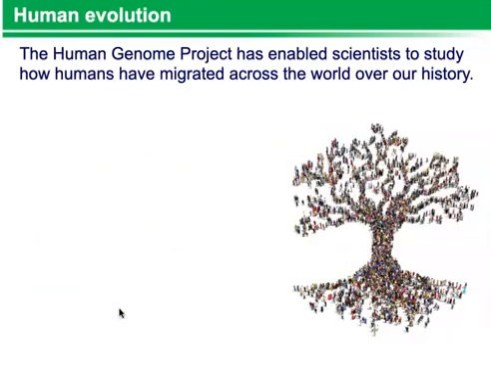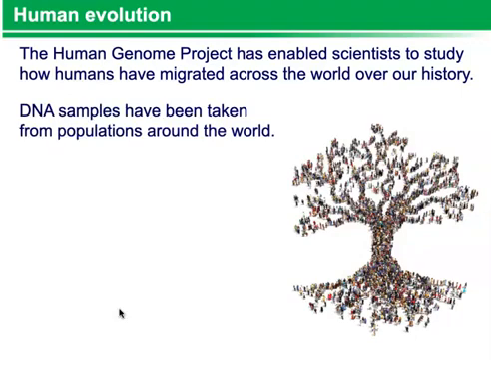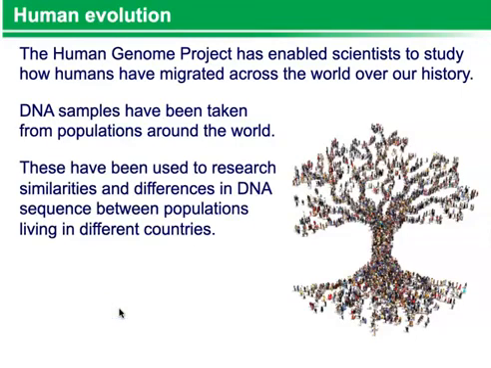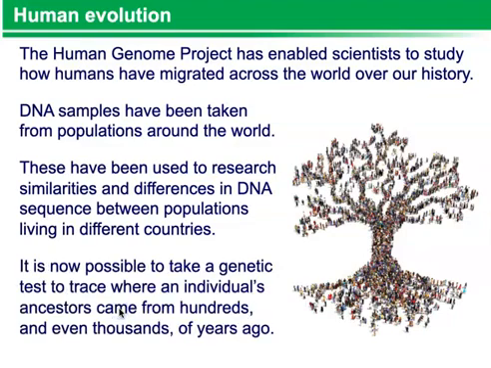Human evolution. The Human Genome Project has enabled scientists to study how humans have migrated across the world over our history. DNA samples have been taken from populations around the world. These have been used to research similarities and differences in DNA sequence between populations living in different countries. It is now possible to take a genetic test to trace where an individual's ancestors came from hundreds and even thousands of years ago.